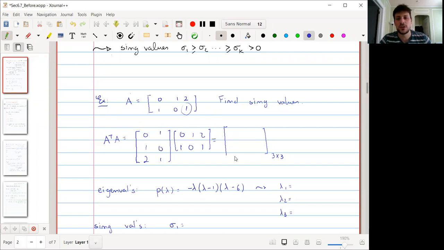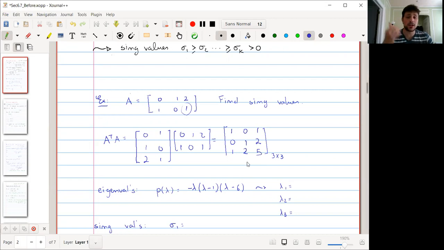If we compute the product between these two matrices, we get a 1 in the first entry, 0 in the second, then we get a 1 up here, 1 times 0, 0 times 0, that's a 0. Then we get a 1 in the middle entry here. We get a 2 here, and we get 1 down here, a 2 in here, and a 5 here.